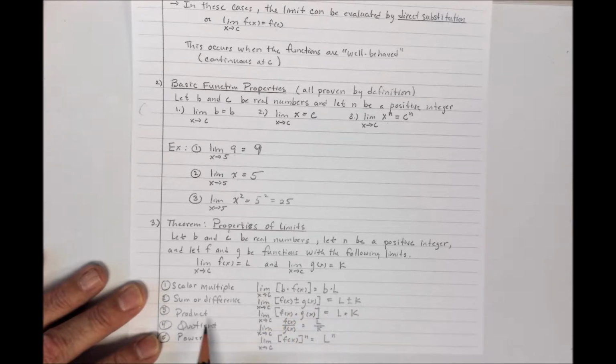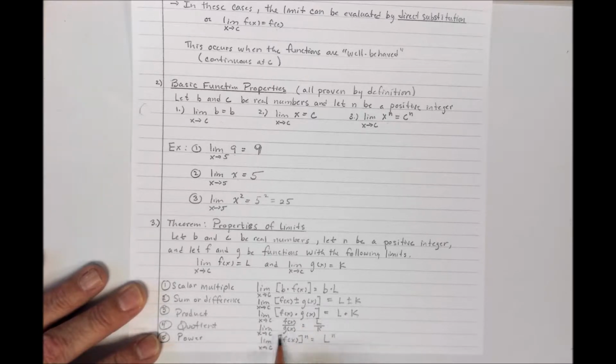Same thing, very similar here for products, quotients, and powers. The limit as x approaches c of f of x times g of x is as if we just take the limit as x approaches c of f of x times the limit as x approaches c of g of x, L times k.